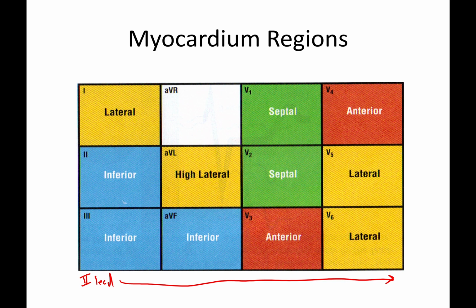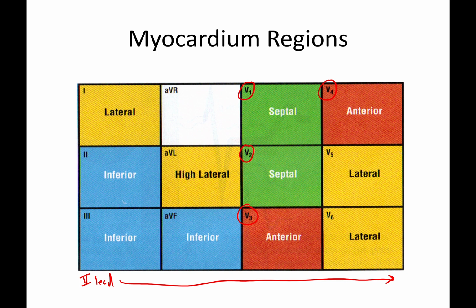And to touch on things, so we'll start here. We'll say V1 and V2 are septal, so that's that front center of the heart. You have V3 and V4 as your anterior sections. And now we can talk about contiguous leads, the ones that are next to each other.